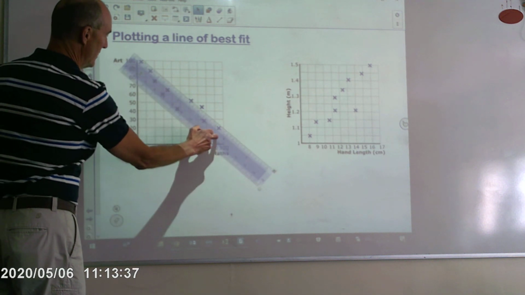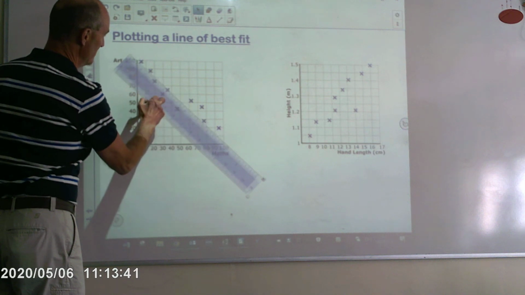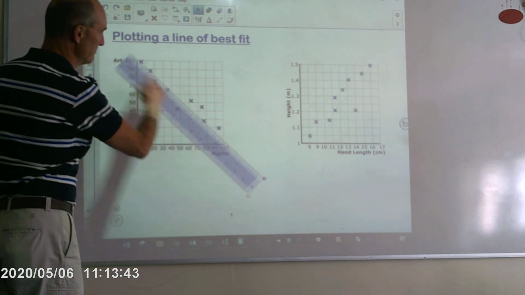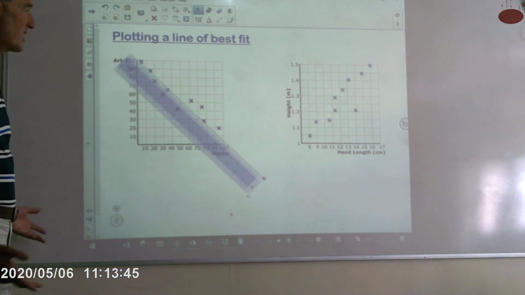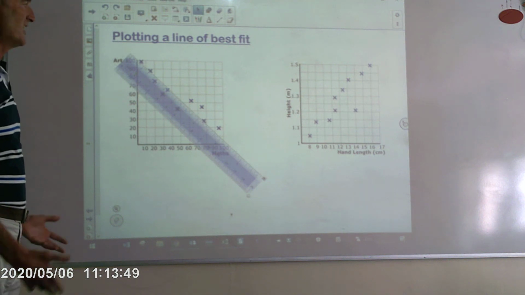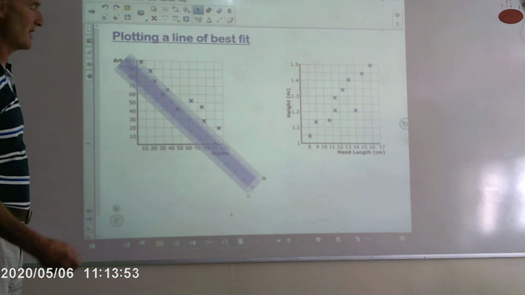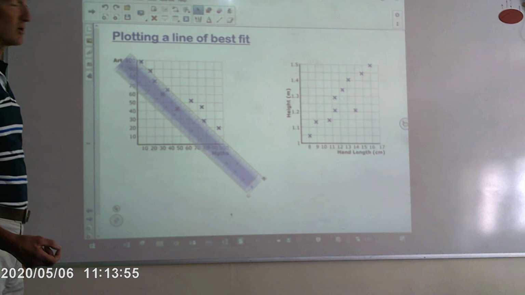set our ruler against or in between our points, and draw our line of best fit as best we can. Make it as accurate as you can. Now, I wasn't expecting you to get it exactly right. There's not an exact answer. It is an estimate, and you'll see that word a lot in the exam questions.